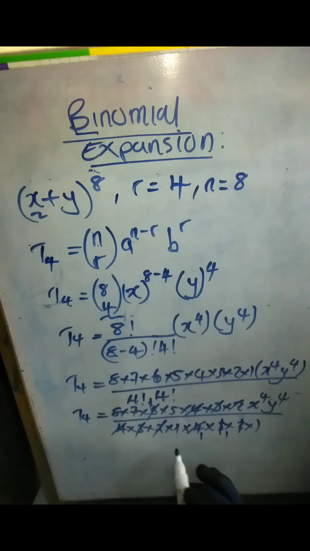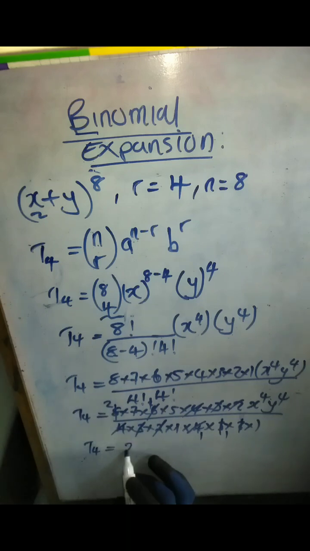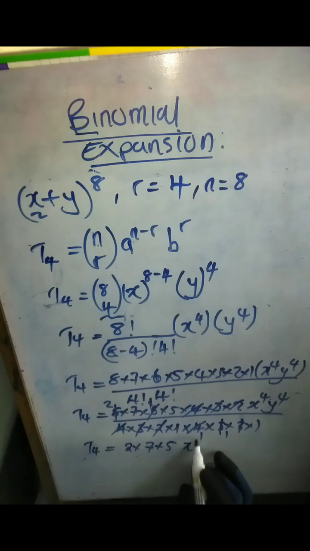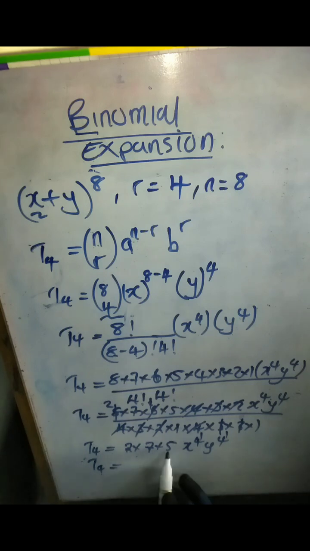4 into 4 is 1, 4 into 8 is 2. So we now just remain with the fourth term equals 2 times 7 times 5, then x to the power 4, y to the power 4. So our fourth term now is 2 times 5, which is 10. 10 times 7 is 70. 70 x to the power 4, y to the power 4. So that is our fourth term in this case. Then we are done like that.